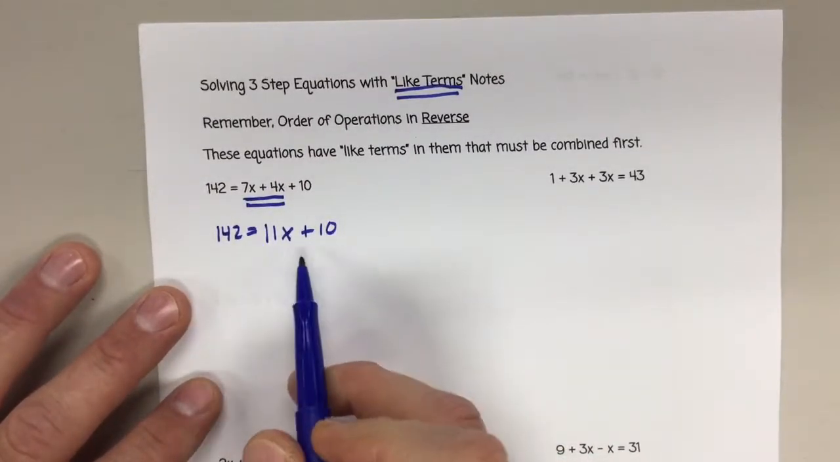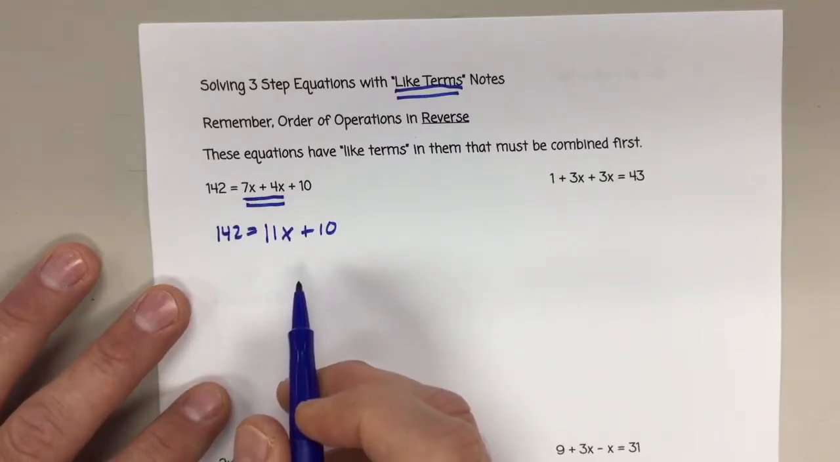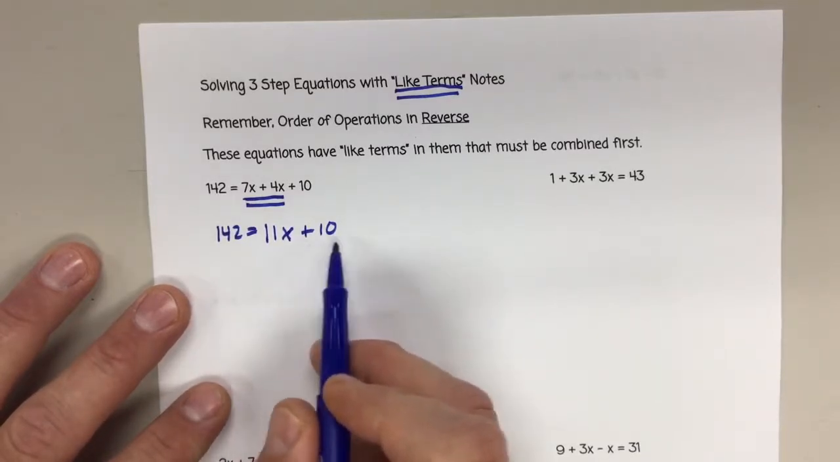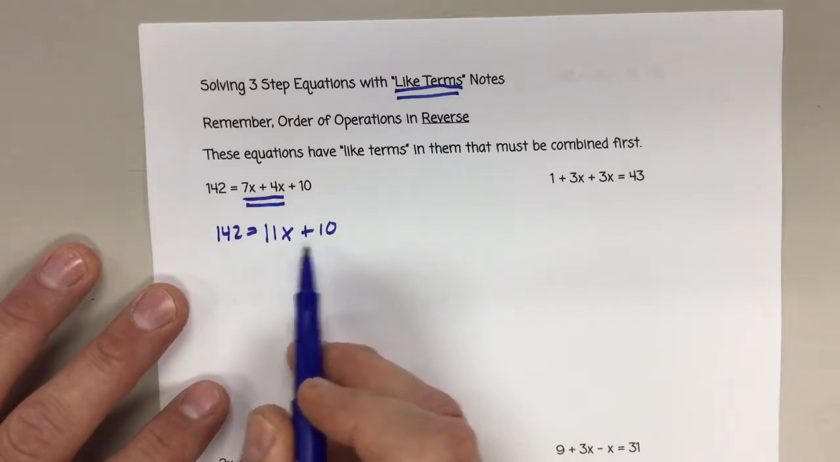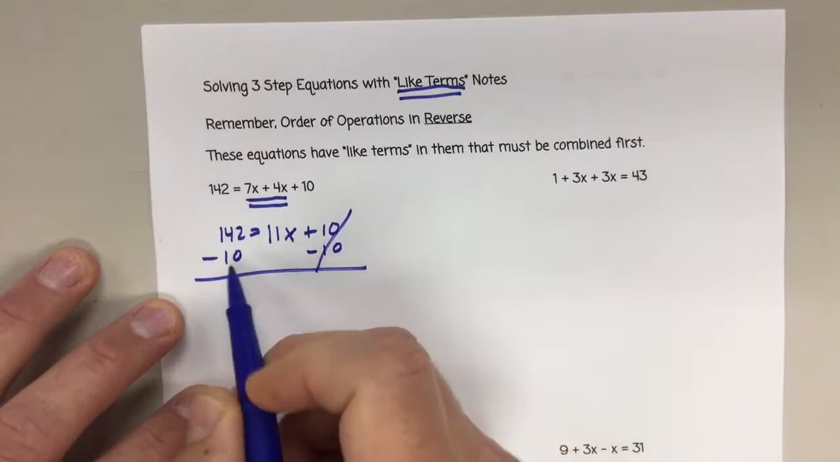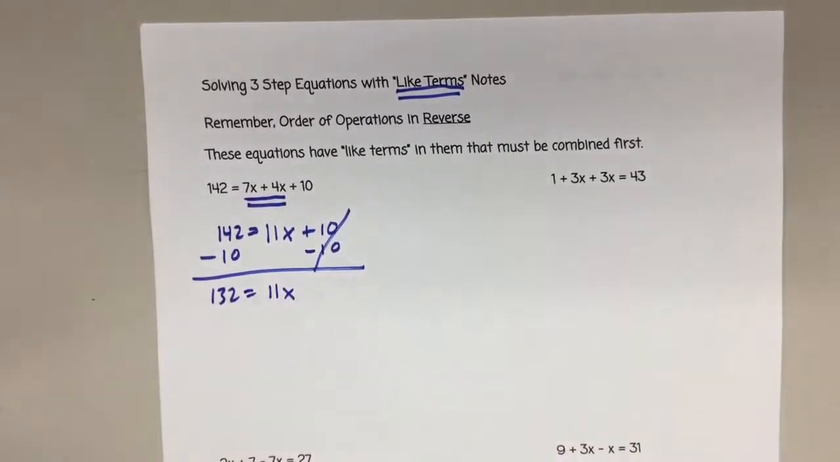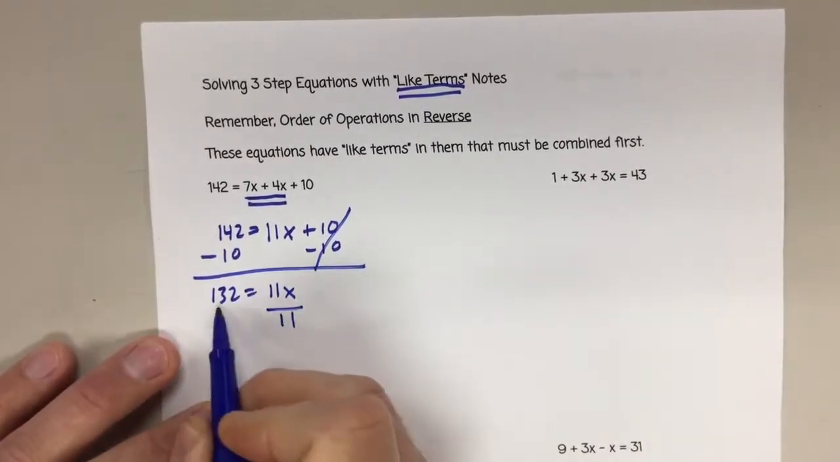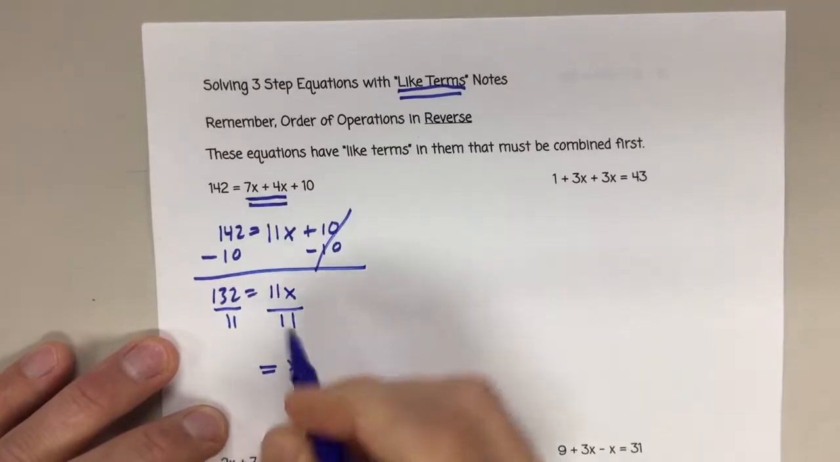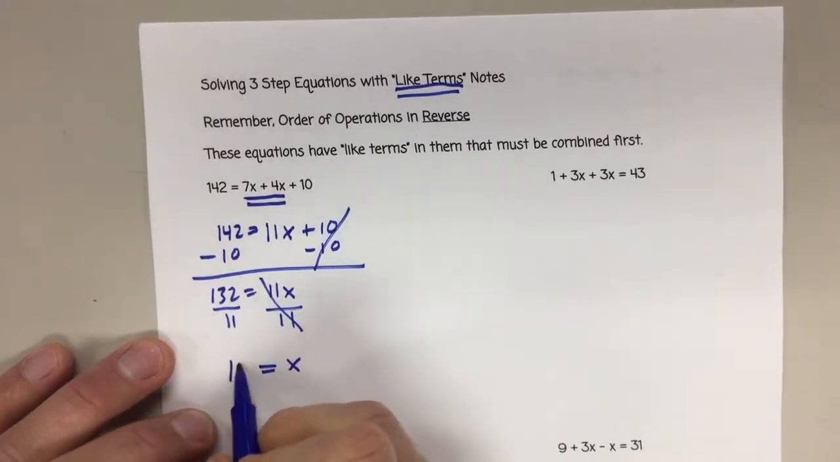Once we've combined those like terms, now we have a two-step equation. And remember, with two-step equations, we get rid of the addition or subtraction first. So I'm going to get rid of the plus 10 by subtracting 10 from both sides. 142 minus 10 is 132. And then my last step will be to divide both sides by 11. That cancels those out. And I'll do 132 divided by 11, which is 12.